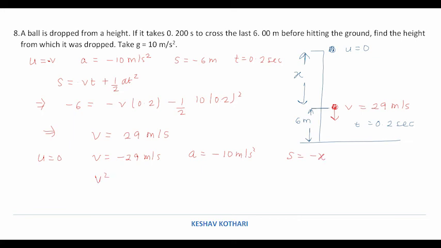So we can write the equation v square equals u square plus 2as, and we obtain something like this, that v square, that is 29 squared, is equal to 2 into 10 into x. So from here we obtain x equals 29 squared by 20, which is equal to 42.05 meter. So the total height from which the ball was dropped is 42.05 plus 6 meter. So we obtain it as 48.05, or we can approximate it as 48 meter.